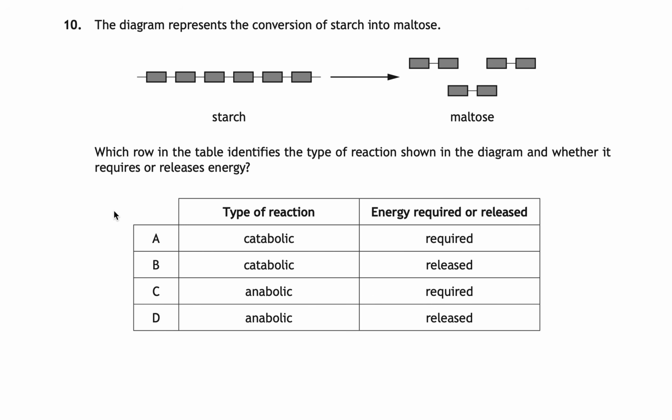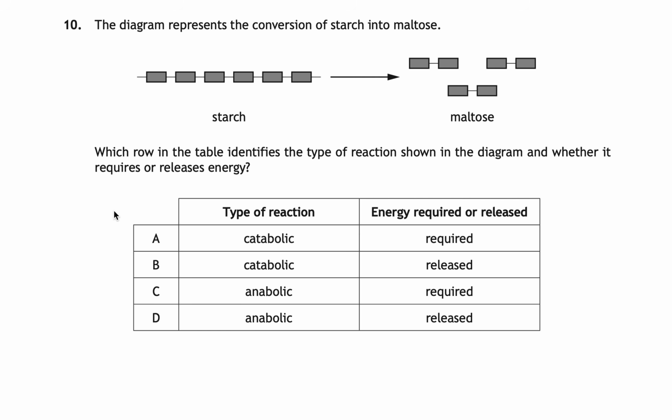Question 10 is going on to Unit 2 now. So the diagram represents the conversion of starch into maltose in this diagram here. Which row in the table identifies the type of reaction shown in the diagram and whether it requires or releases energy?